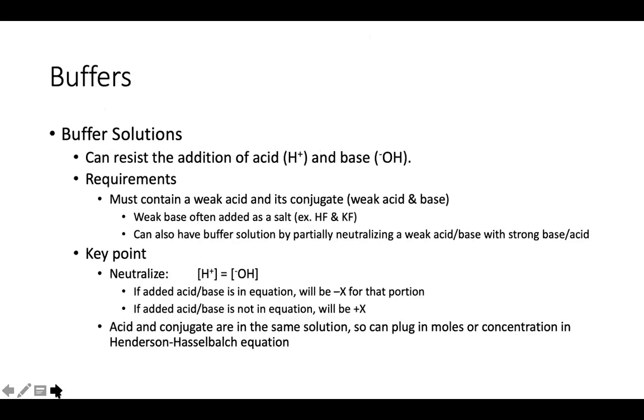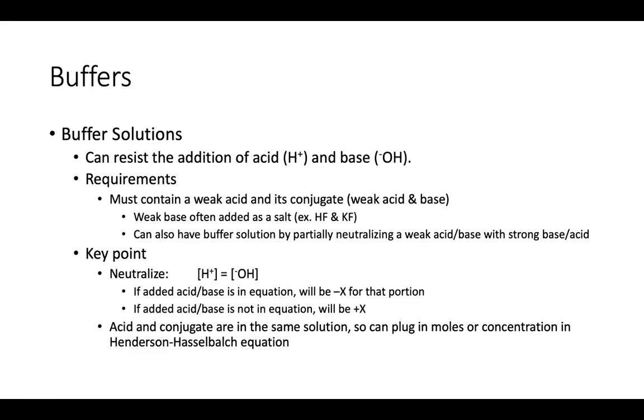Now I don't have too many notes on buffers and definitely nothing new. So just remember what buffers are for. Buffers can resist not only the addition of acid, but also the addition of base. So it actually resists both. And the reason why it can resist both is because all buffers contain 2 chemical species. They're going to contain a weak acid, and they also need to contain the conjugate base. So they're going to start out with both.